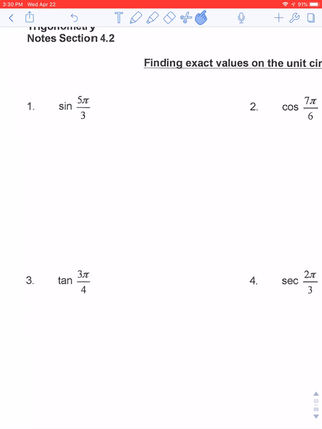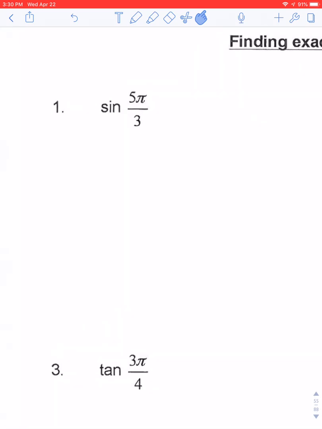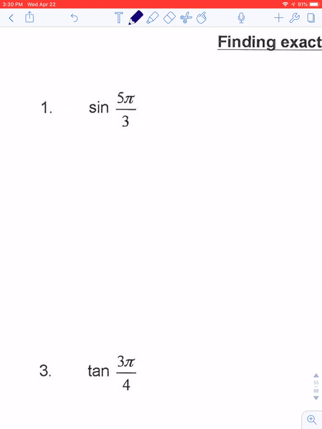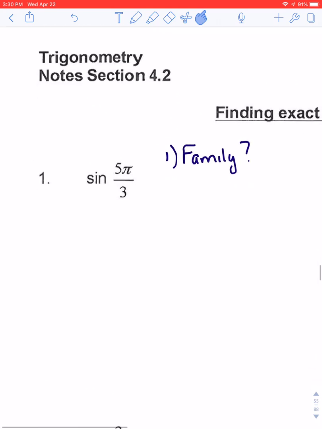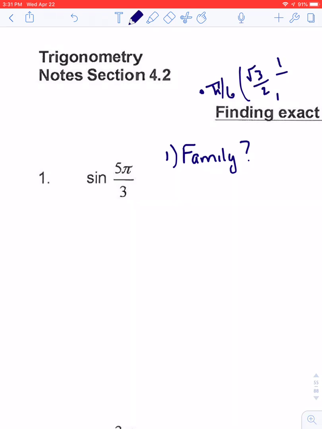The very first thing I'm going to do, I kind of break these problems into three different questions that I ask myself. The first one: what family does the angle belong to? Because if I know the family that it belongs to, and I memorize those three ordered pairs from the unit circle, I can figure out the ordered pair.